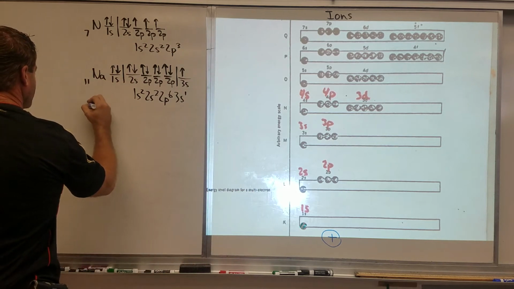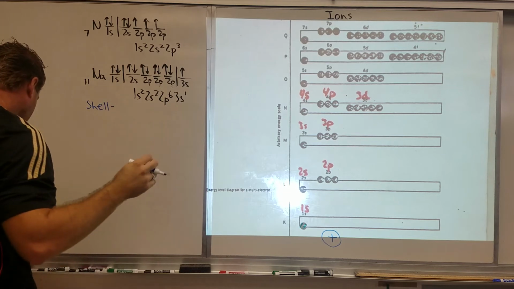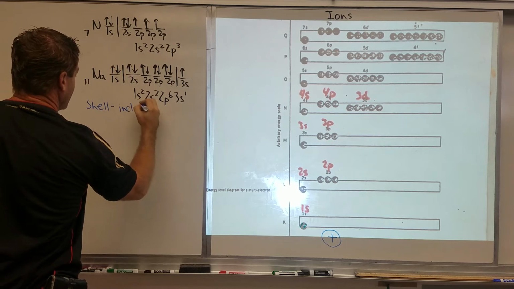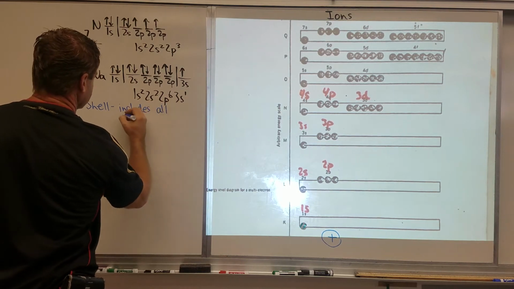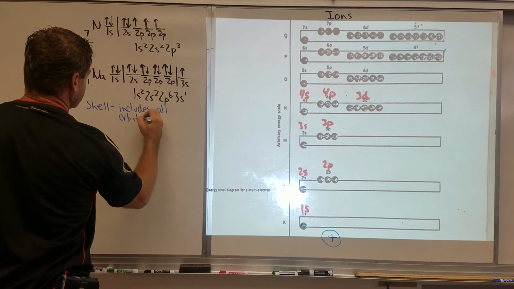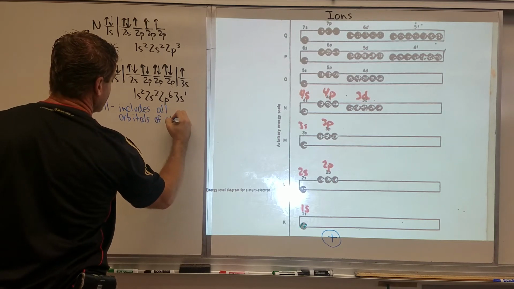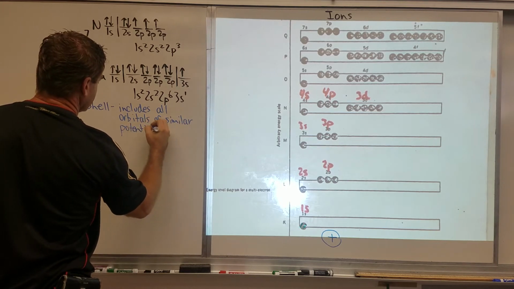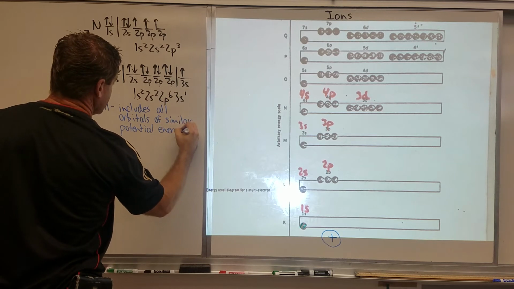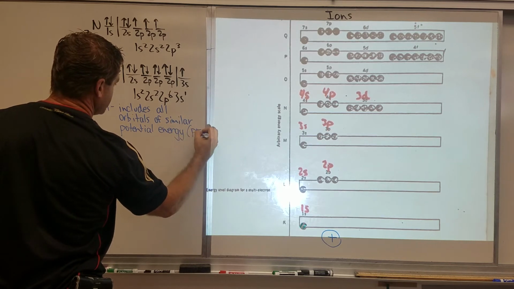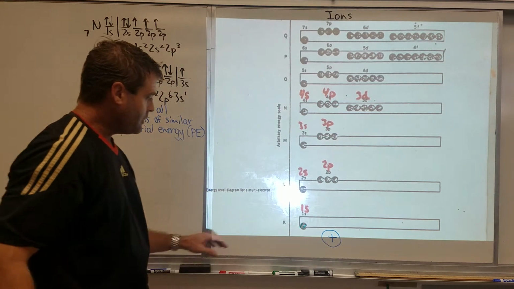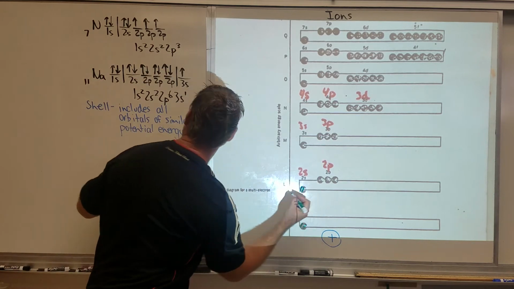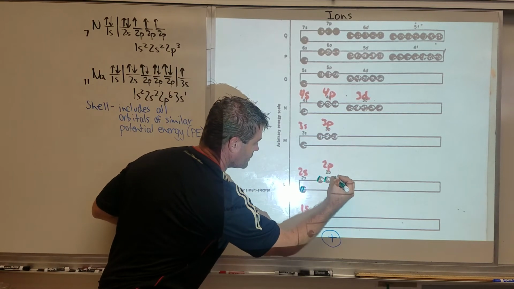Here's the term shell. A shell, we're going to use that term, includes all orbitals of similar potential energy. And I'm going to abbreviate potential energy with a PE, okay? So for example, this kind of represents one shell, and then the next electrons would be in the 2s orbital. Next electrons are in the 2p, right? They fill 1, 2, 3, and then here.